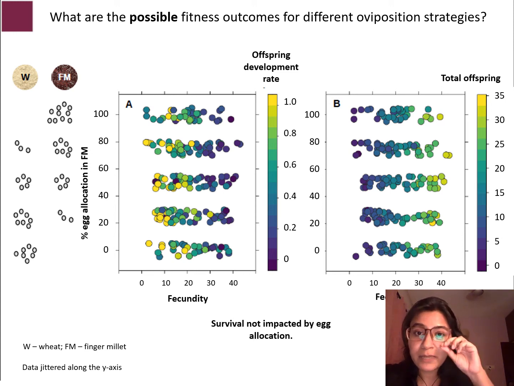I did not find that offspring survival was impacted at all by egg allocation, so I don't discuss it in this talk any further, but I'm happy to take questions later by email if any of you are interested.